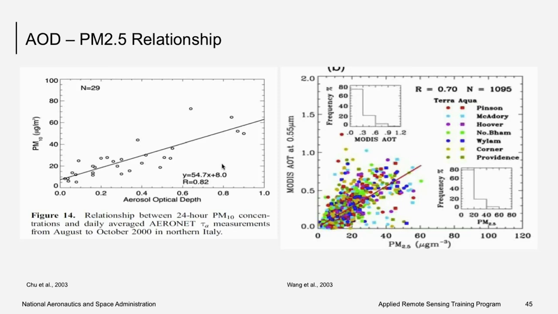Another example on the right is PM2.5 versus aerosol optical depth, in this case derived from the MODIS sensor at 550 nanometer or 0.55 micron. And again, you can see a similar relationship. The relationship is linear with scatter. Different colors show different stations, and the correlation in this case is about 0.7. Again, this suggests that yes, there is a relationship, but there could also be large uncertainty between these two quantities in terms of their relationship.